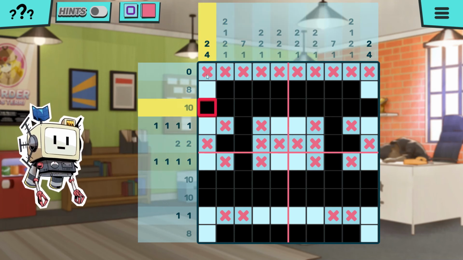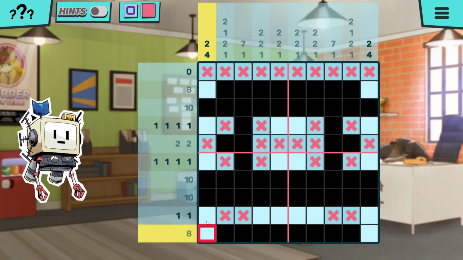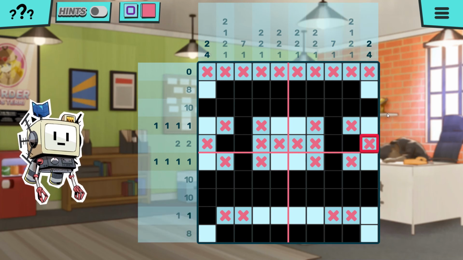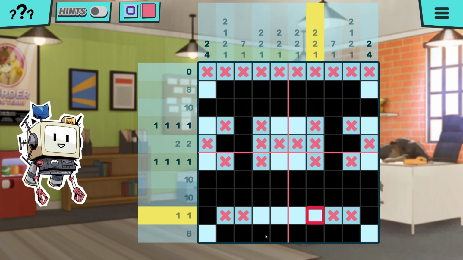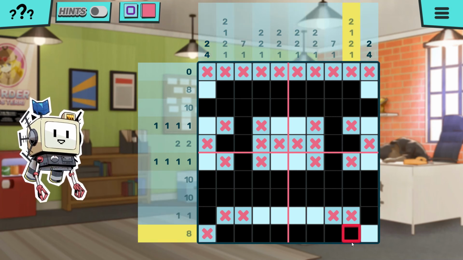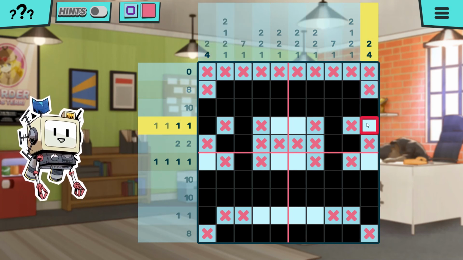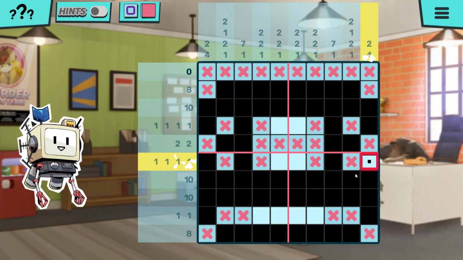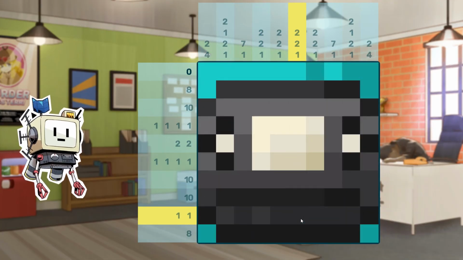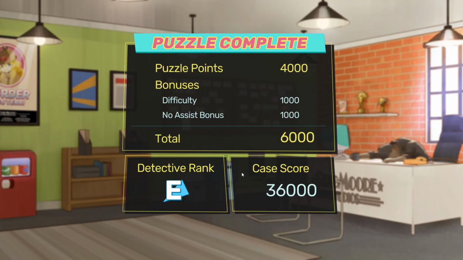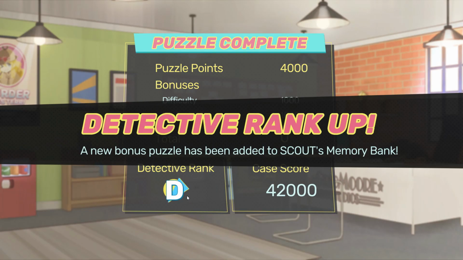Did that actually help me in some way? I know that has to be out. And about this one, same thing here. This has to be a black space. This is done then. Same as this. Which means this has to be the 2s. This has to be... And there we go. What is that? Oh, the CCTV clip. Yeah, I guess. And we're D now. New bonus puzzle.